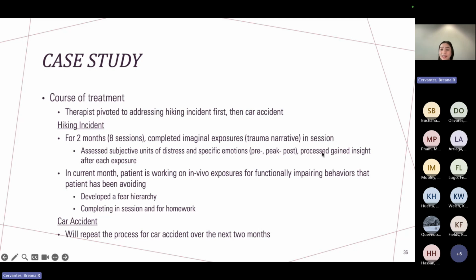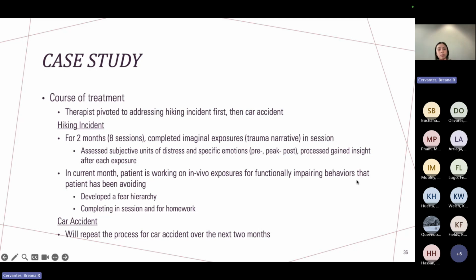And you would be surprised, her insight was actually really amazing. Her insight grew, she had certain realizations. So really powerful. And then in the current month, we're now working on in vivo exposure, like washing your hands. And actually what's so interesting is that now we ended up separating trauma narrative from in vivo. Sometimes people will do trauma narrative in the session and assign the in vivo exposure for homework.